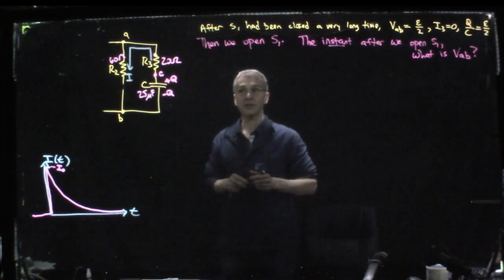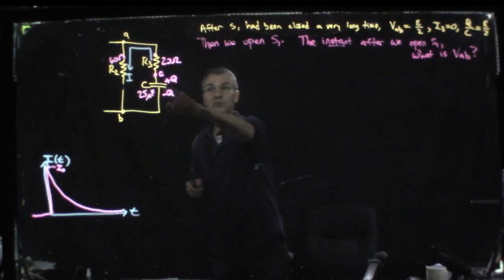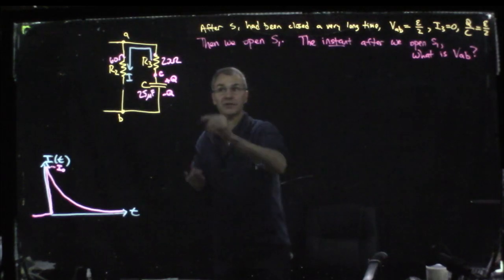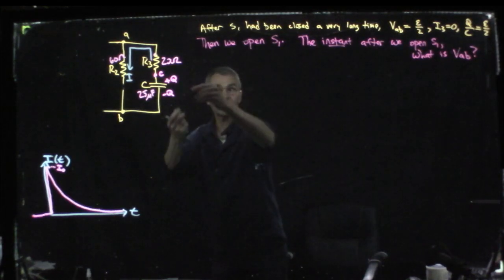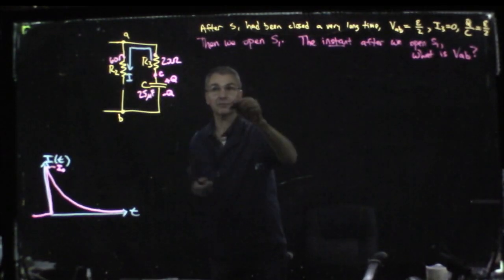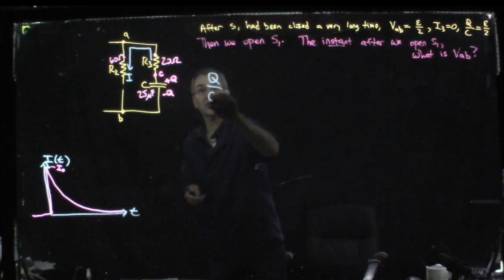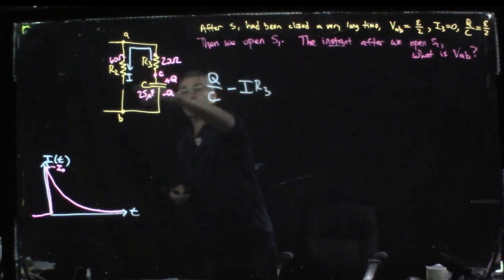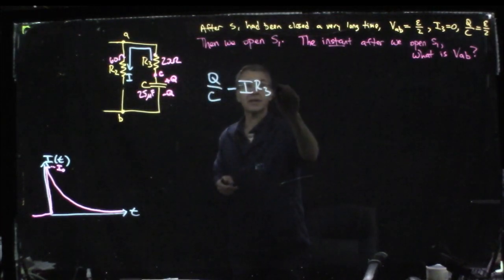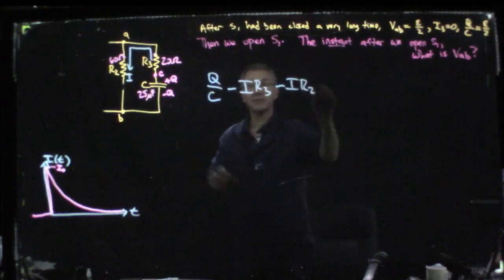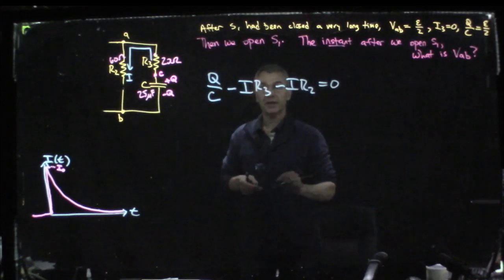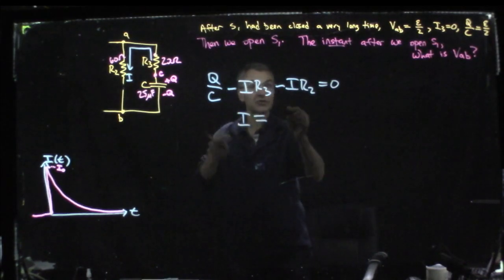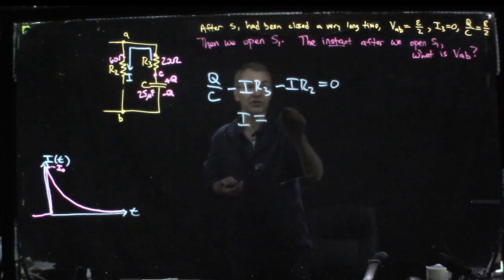So we could write a loop rule which says, we'll start with the capacitor, and it's got some charge separated here, so it's kind of like a battery, except that its voltage isn't constant, because as we move charge out, the voltage goes down. But this is Q over C for the capacitor, minus I R3, because the way we labeled our current is going up through R3 and down through R2, minus I R2, and then we're back where we started. That equals 0. So then this current I is the voltage on the capacitor, which I just wrote as Q over C.